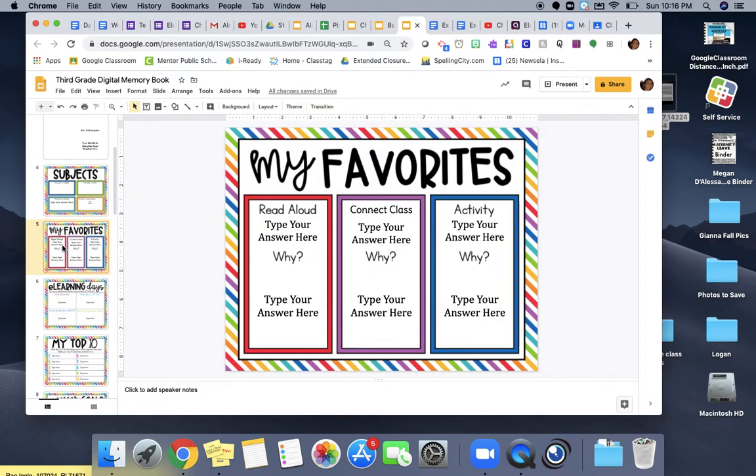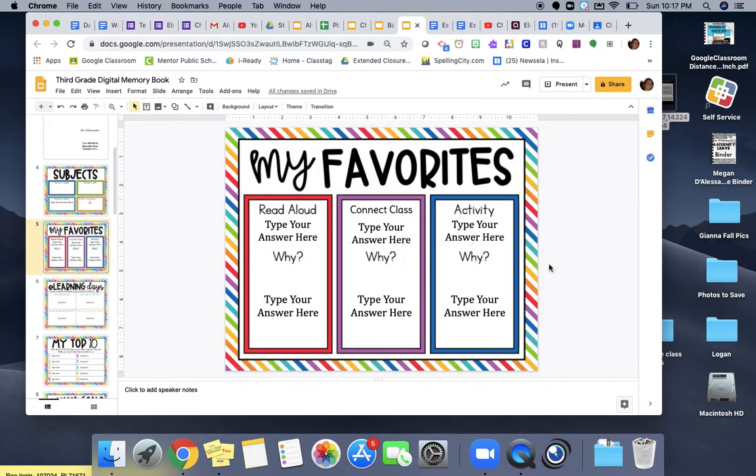Okay, and then your favorites. So this is your favorites page. Favorite read aloud, favorite Connect class, and favorite activity. You're going to type your answer here for what your favorite was of each of those things. And then underneath, you're going to explain why it was your favorite.